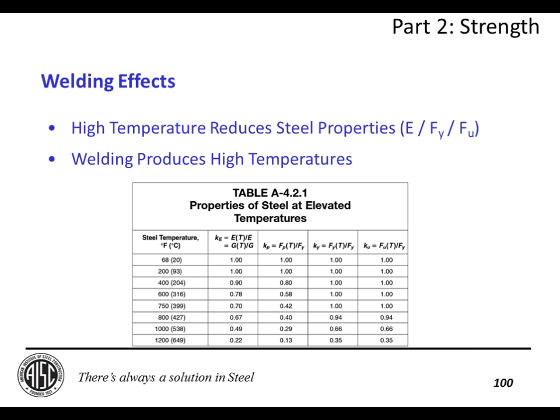Okay, let's talk about welding. High temperature reduces the properties of steel. Everybody knows that. Welding produces high temperatures. You know that as well. So consequently, welding reduces the steel properties, at least temporarily. And this isn't normally a problem for most fabrication, but if you are welding on reinforcing to a member that is currently under load, it might be a problem. So the question is how to actually check that.